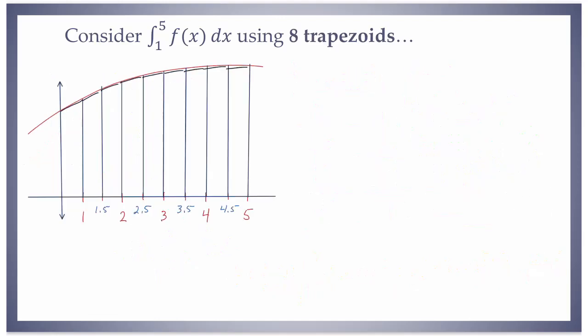So let's consider the same function, except maybe now we want to find it with 8 trapezoids, which of course is going to be even more accurate than only using 4 trapezoids. So my lower boundary is 1, my upper boundary is 5, and I need 8 equal trapezoids. You can see I've already cut it up. So the height of each trapezoid in this case is going to be equal to 1/2.